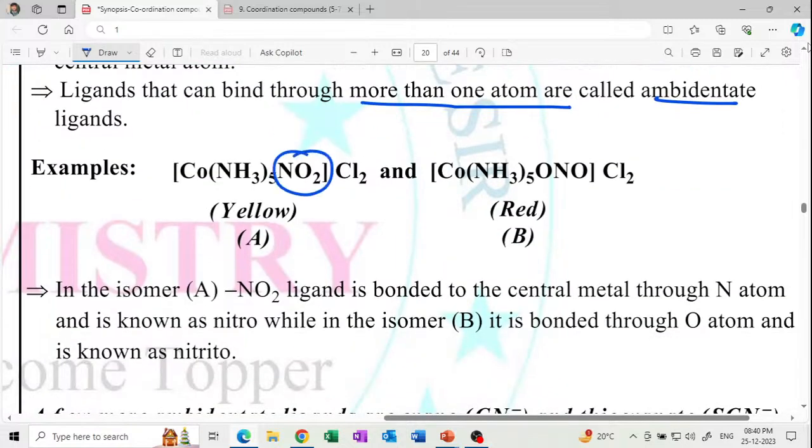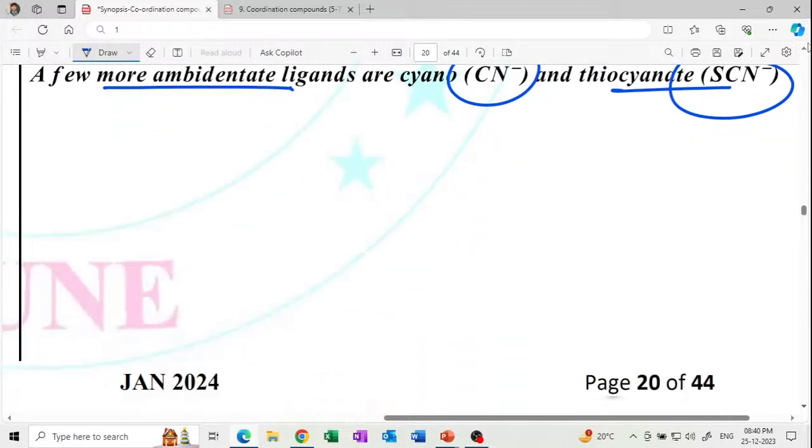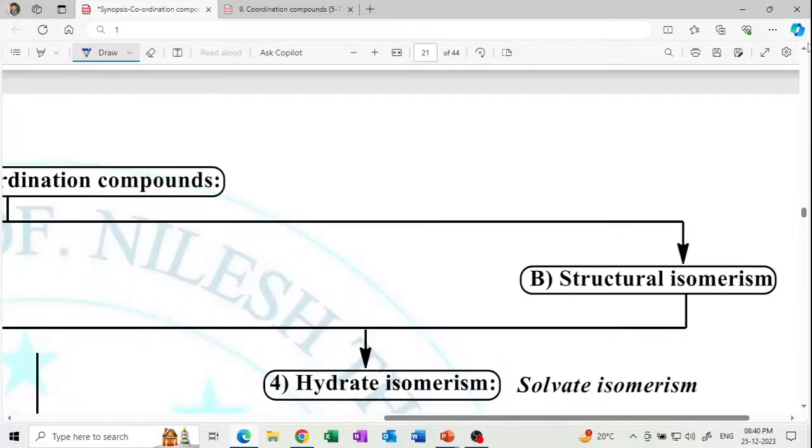So this is NO2 and ONO. This is yellow color, this is red color. Get it? Because of the ambidentate nature. And then other ambidentate ligands are cyano and thiocyanate. These are also ambidentate ligands. So they form the linkage type of isomerism.